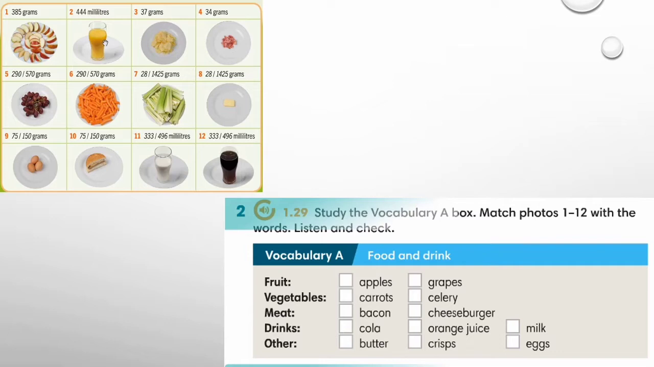Here we go. Fruit. Apples, number 1. Grapes, number 5. Vegetables. Carrots, number 6. Celery, number 7. Meat. Bacon, number 4. Cheeseburger, number 10. Drinks. Cola, number 12. Orange juice, number 2. Milk, number 11. Other. Butter, number 8. Crisps, number 3. Eggs, number 9.